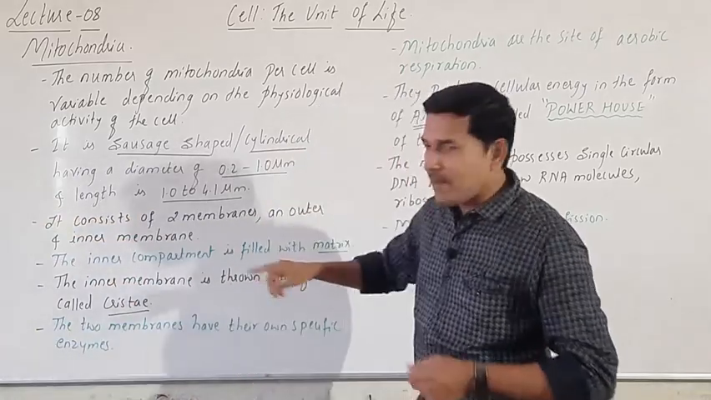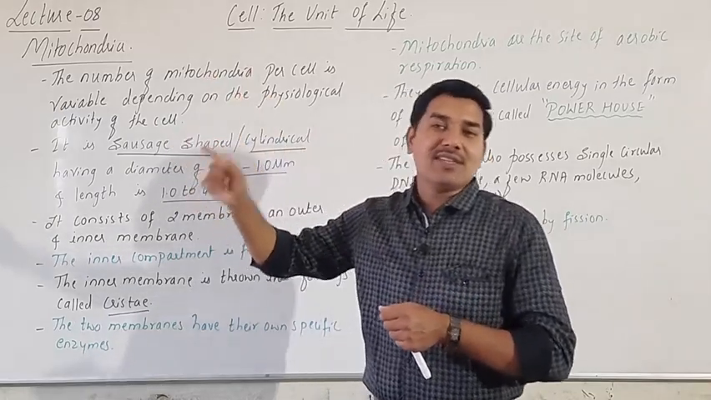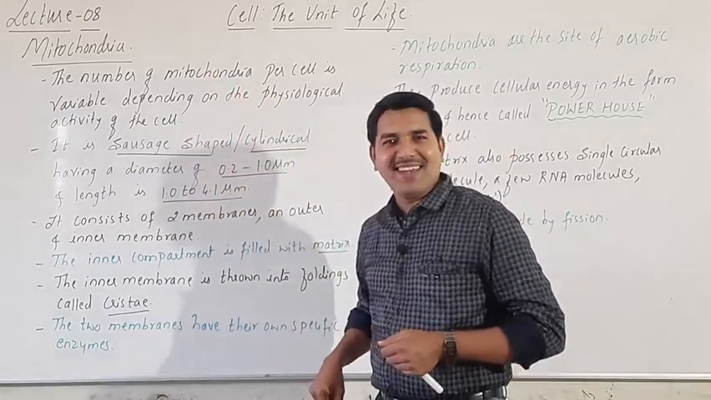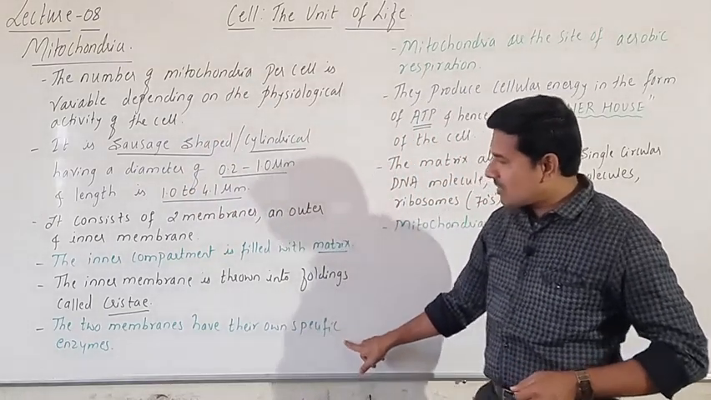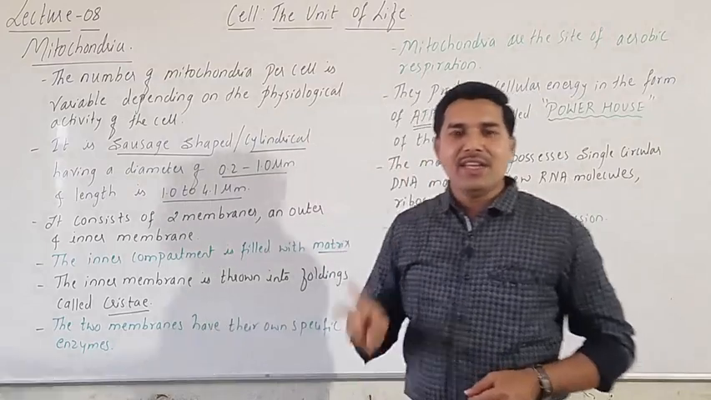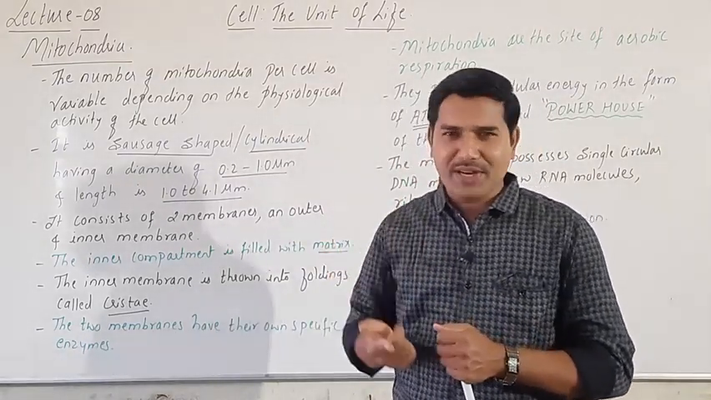Similarly, the inner membrane is thrown into foldings which are called cristae. Singular is crista. Then the two membranes have their own specific enzymes. The two membranes have specific enzymes which help in aerobic respiration.